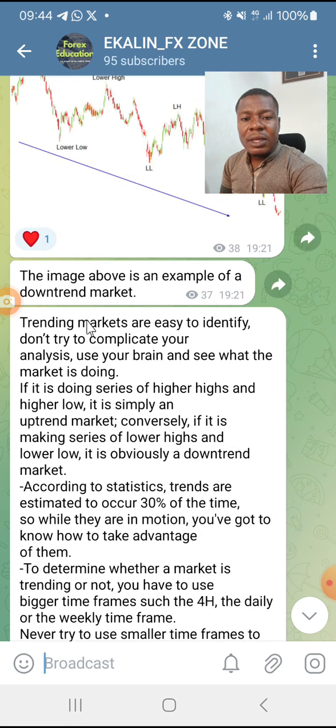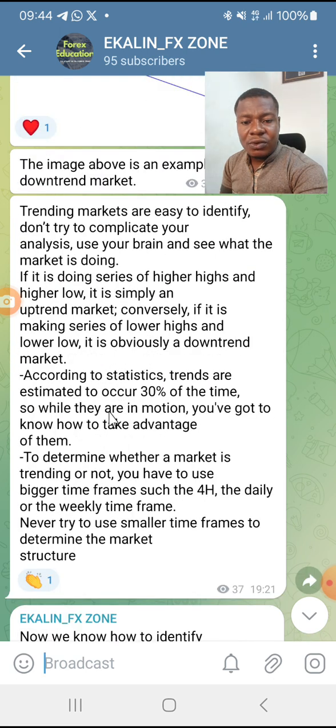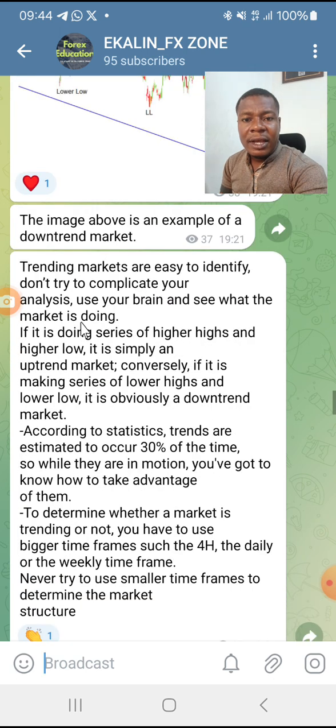Now there is this little note I made here. It says trending markets are easy to identify. Don't try to complicate your analysis.